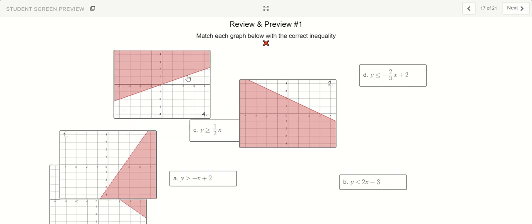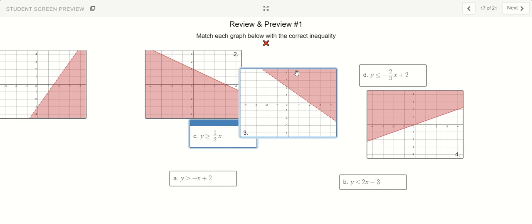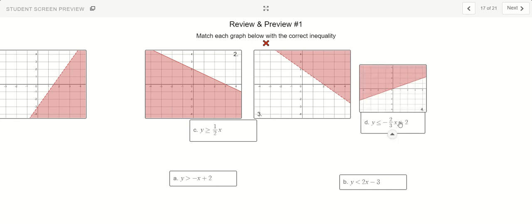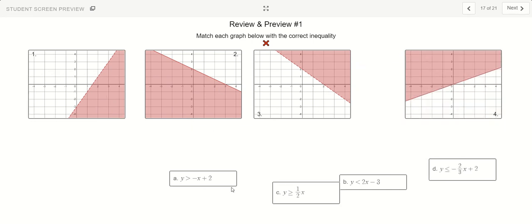Here we have 4 graphs. I'm just going to order them. Here's 1, 2, 3, 4. Oops, don't want to connect that yet. Okay. And here we have our 4 options.